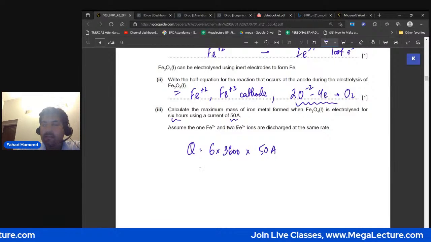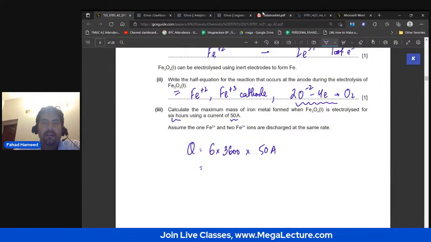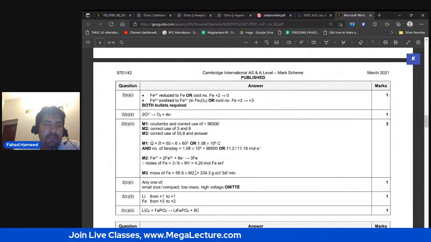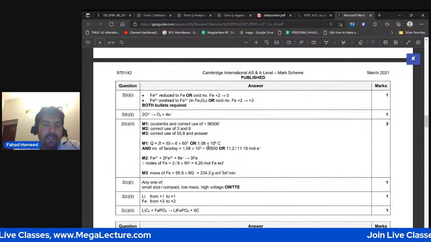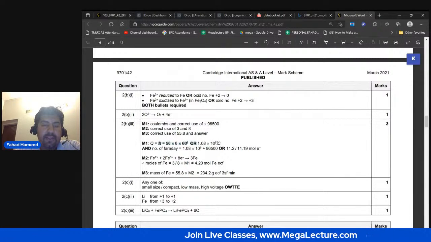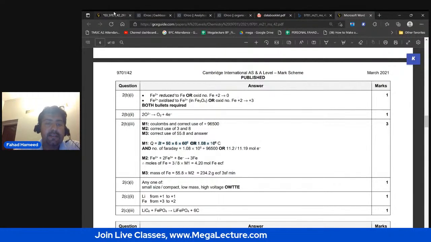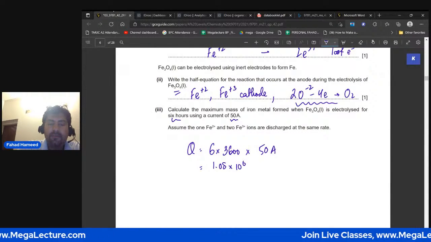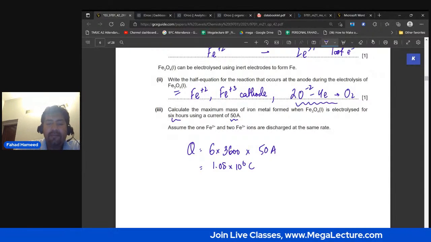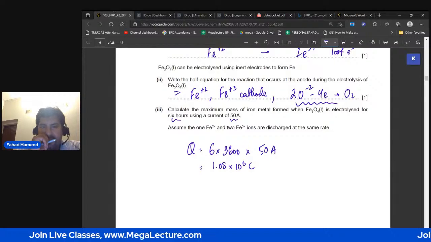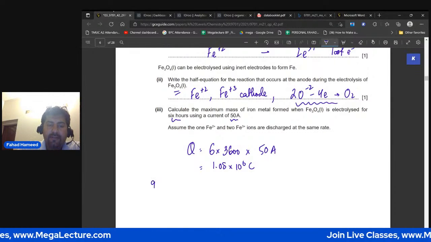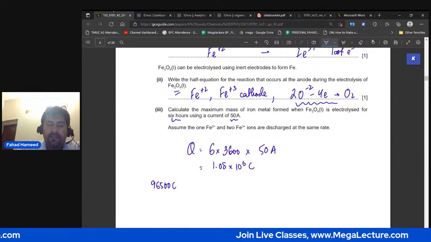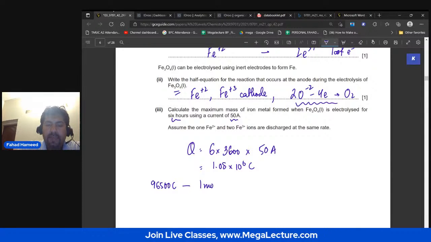If you do the calculation, I'll just look at the marking scheme. You're getting 1.08 times 10 to the power 6 coulombs. Now, the next part is once you have coulombs, charge and moles have a ratio, which is the Faraday constant. 96,500 coulombs is equal to 1 mole of electrons.